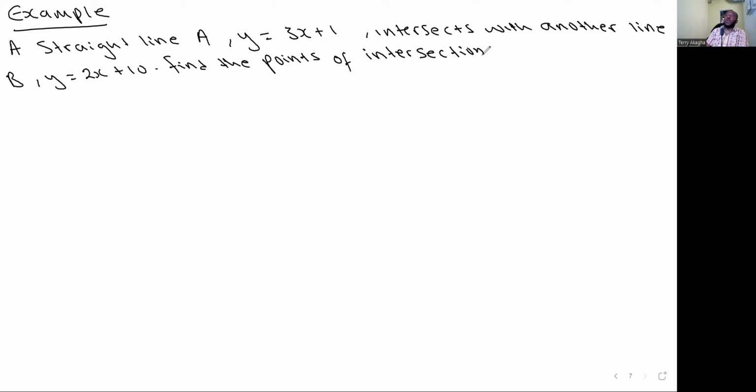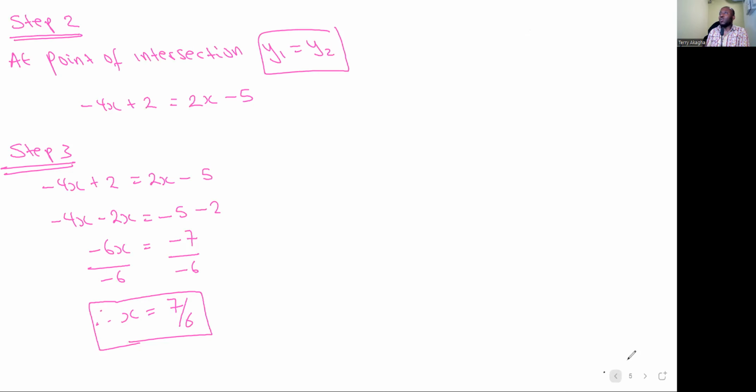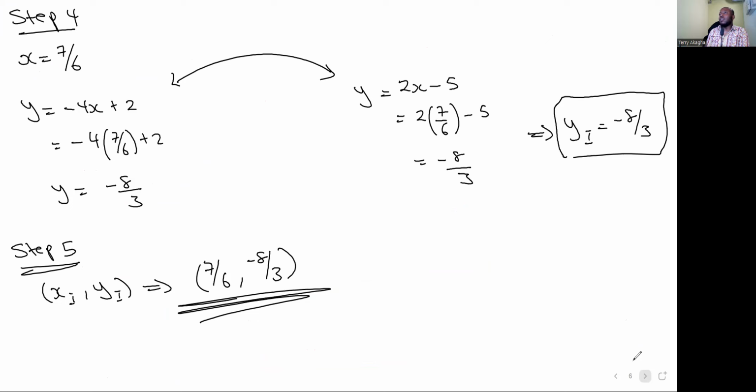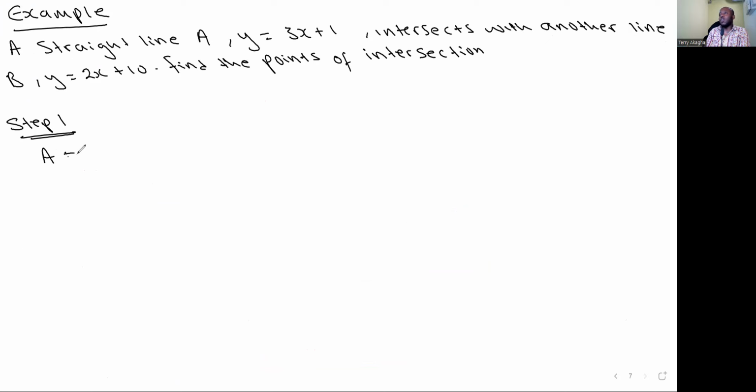Okay? So we have the first one, step 1. We know our A. Remember, we're told that we need to write down each of the equations in the form of y equals mx plus c. So if you look at this, the question already gave that to us. So our y1 is equal to 3x plus 1. And the B, which is the y2, the second line, is equal to 2x plus 10.